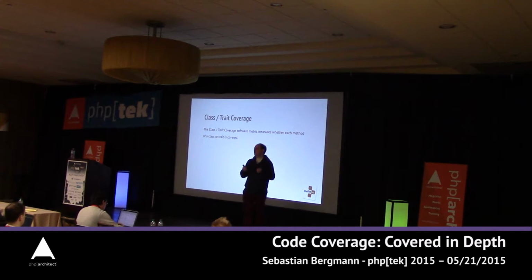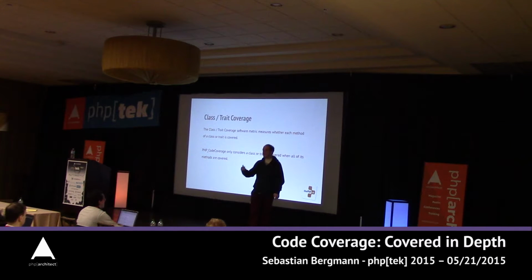One level up, you have class or trait coverage. A class has multiple methods, and if all methods of that class are covered, then the class is considered covered. And we have the same situation as with the function and method coverage. The weak definition says if all methods are invoked at least once, then the class is covered. Same applies here: if all the lines of all the methods are covered, then the class is covered.